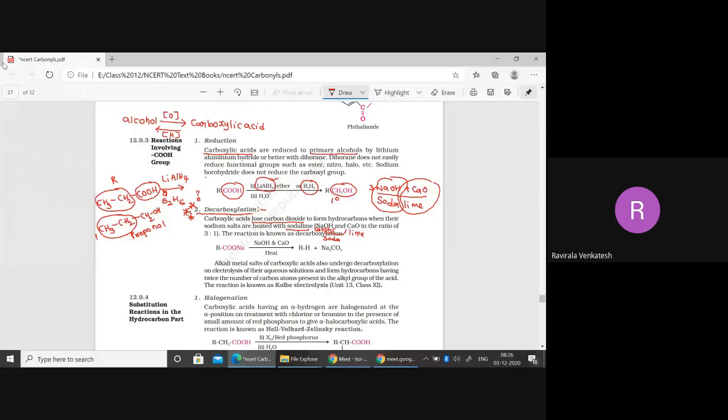If you take this reagent, soda lime, what we lose is Na2CO3. Remove the CO3 with the two Na, and the hydrogen comes onto the carbon, so we get RH. Decarboxylation is a very, very important reaction for us. We'll do some exercises on this one, so we'll take a PPT here.